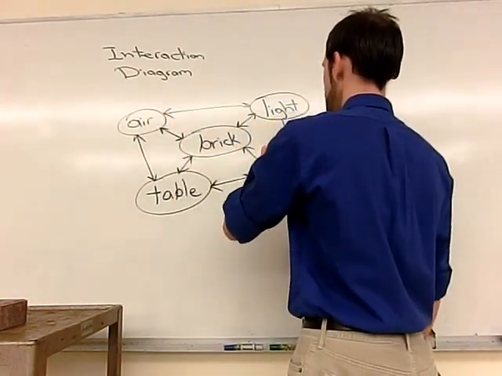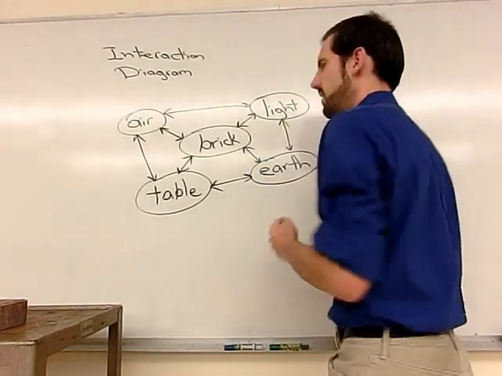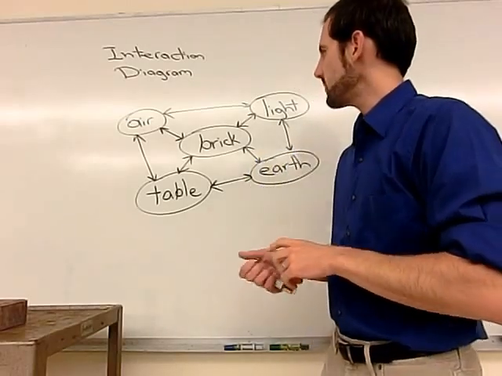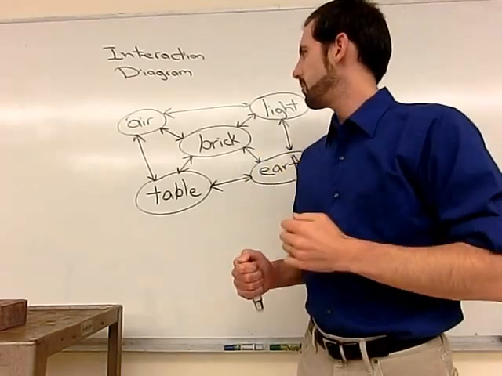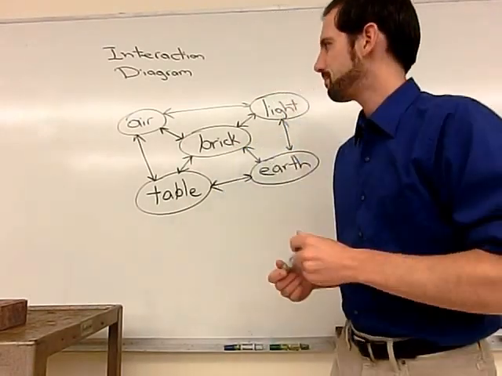The earth and the light are interacting. And then the light and the table. So we could keep making this representation more and more challenging. But before we go any further, we want to start identifying what these interactions look like.